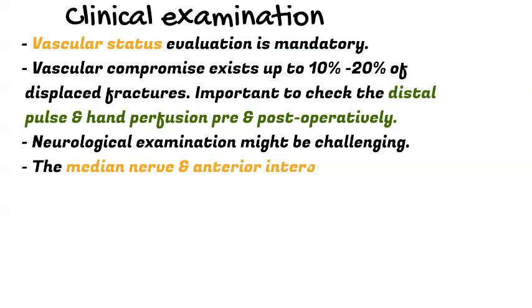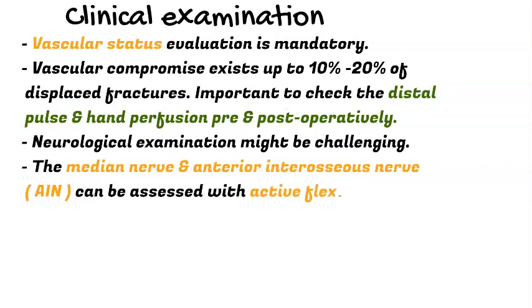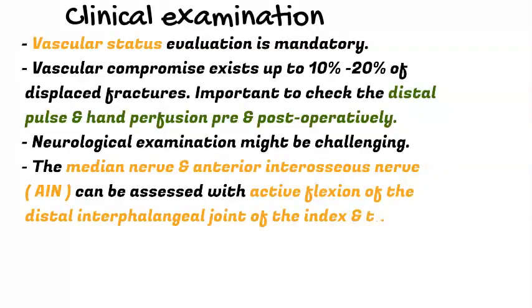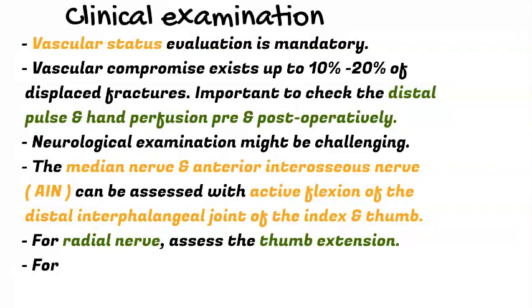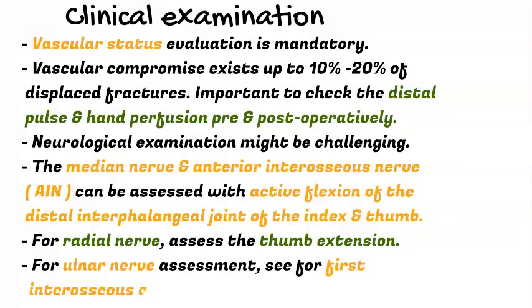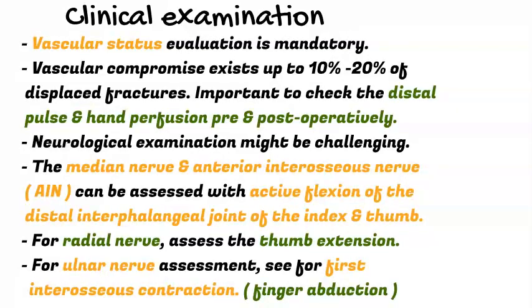Neurological examination might be challenging. The median nerve and anterior interosseous nerve, AIN, can be assessed with active flexion of the distal interphalangeal joint of the index and thumb. For the radial nerve, assess thumb extension. For ulnar nerve assessment, look for first interosseous contraction and finger abduction.